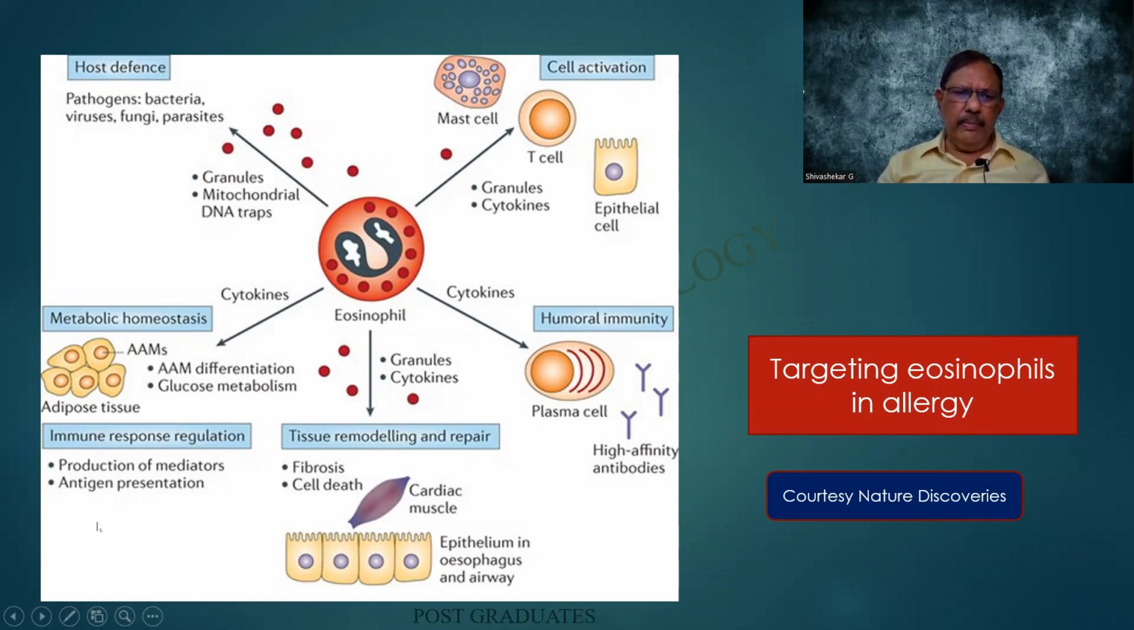So you find that there can be the production of the various mediators of inflammation. Also, there can be a tissue remodeling in fibrosis. So all this can happen by means of an eosinophil. Plasma cell is yet another one wherein there can be the production of high affinity antibodies. So these are the various probabilities of the eosinophils and its functions.